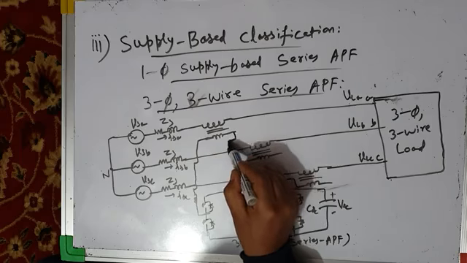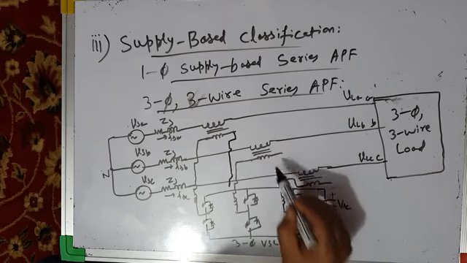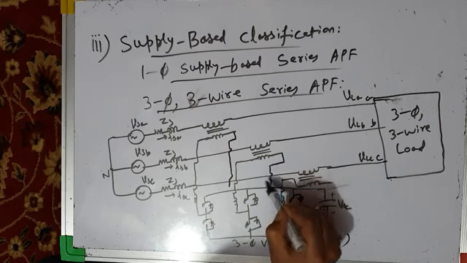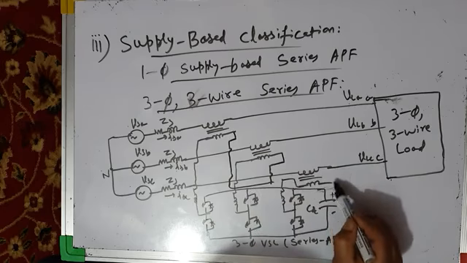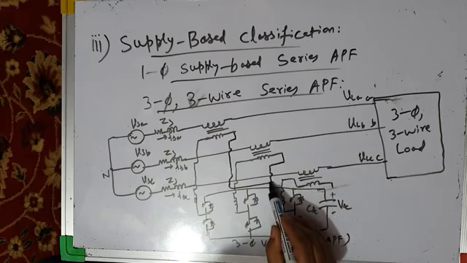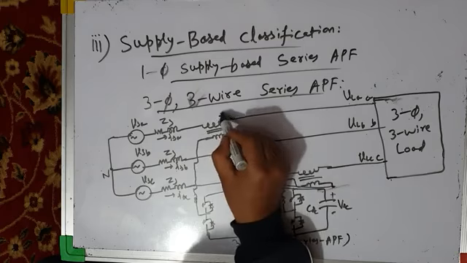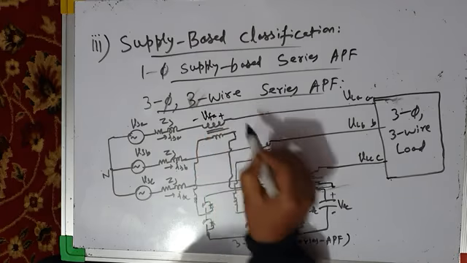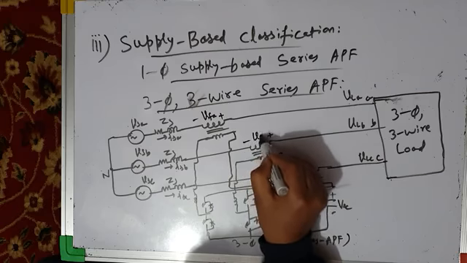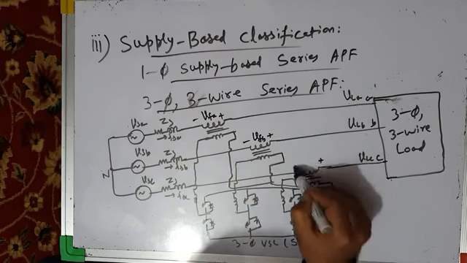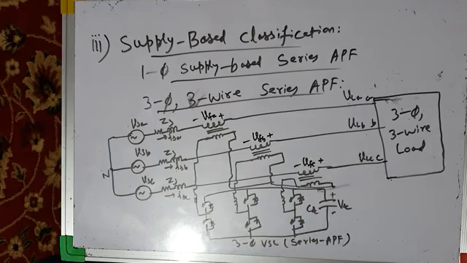Now the other ends of these are connected together. So this is injected voltage in phase A, VFA. This is injected voltage VFB. This is injected voltage VFC.